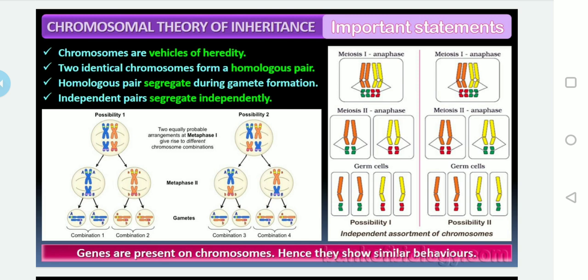You can identify combination 1, combination 2. In case of possibility 2, it is the same: two equally probable arrangements at metaphase I give rise to different chromosome combinations at metaphase II. There is a formation of the gametes, combination 3 and combination 4. Are you able to identify? Can you see how the chromosomes segregate when germ cells are formed?